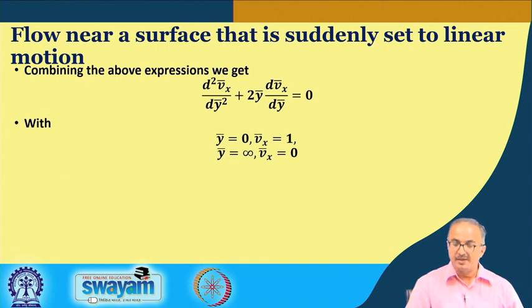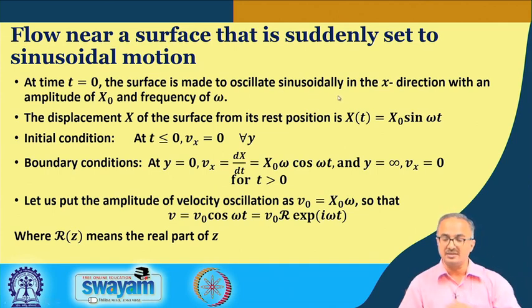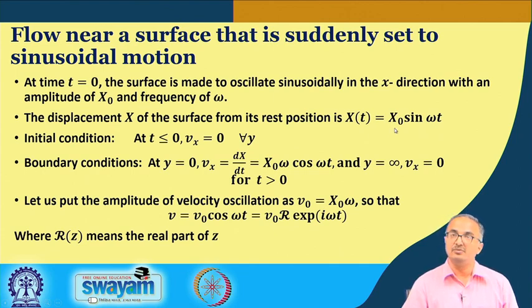If we extend this particular problem, we can extend it for a sinusoidal motion. That means it need not be a linear motion, it has a sinusoidal oscillation like this. This oscillation will be in the x direction only, and we say that the displacement from the mean value is taken to be capital X, and this capital X is a function of time, given by the mean value x naught, that is the amplitude, and omega is the frequency.